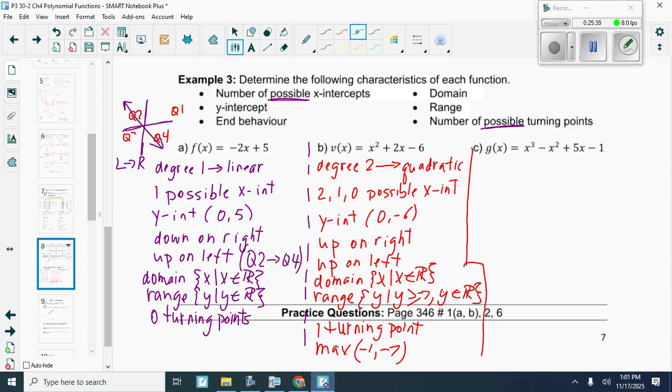Alright, final one, guys. Okay, this is a degree 3, it's cubic. Possible x-intercepts? There could be 3. Could be 2. Could be 1. Could there be 0? No.